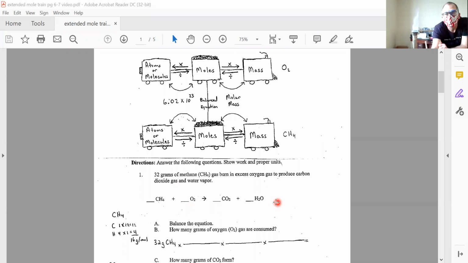And what we're going to do is start with 32 grams of methane and try to figure out how much oxygen was consumed, how much carbon dioxide was produced, and how much water was produced. And really, stoichiometry is just a method for figuring out amounts or quantities in an equation.